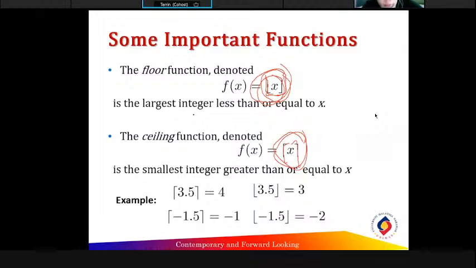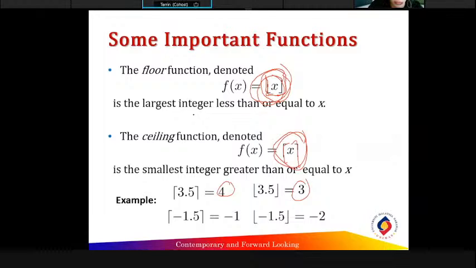So the nearest integer which is above 3.5 would then be 4. The floor function for 3.5 would say that the integer just below it is 3, right? Negative values you have to be careful. For negative 1.5, the ceiling is minus 1, and the floor function for negative 1.5 is minus 2.